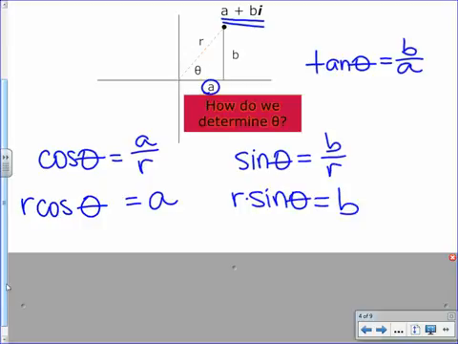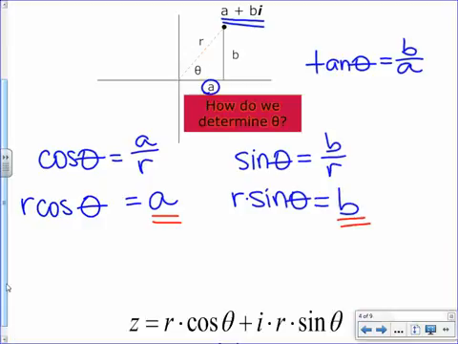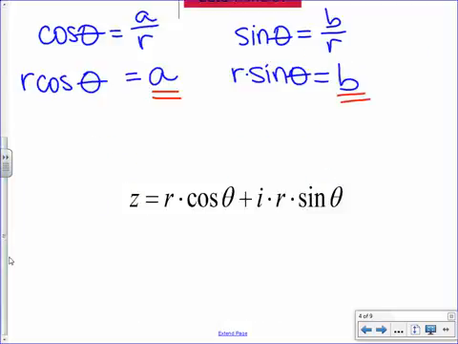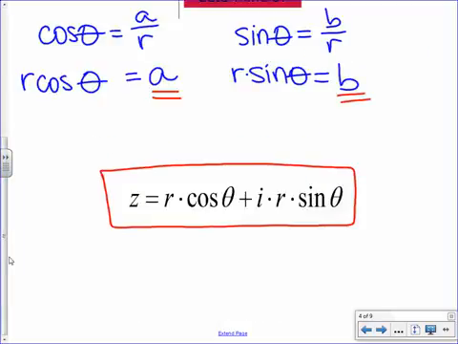Okay? So we can write our real part as R cosine theta. We can write our imaginary part as R sine theta. And so the trig form of a complex number looks like this. Instead of A plus BI, we could write R cosine theta plus I R sine theta.